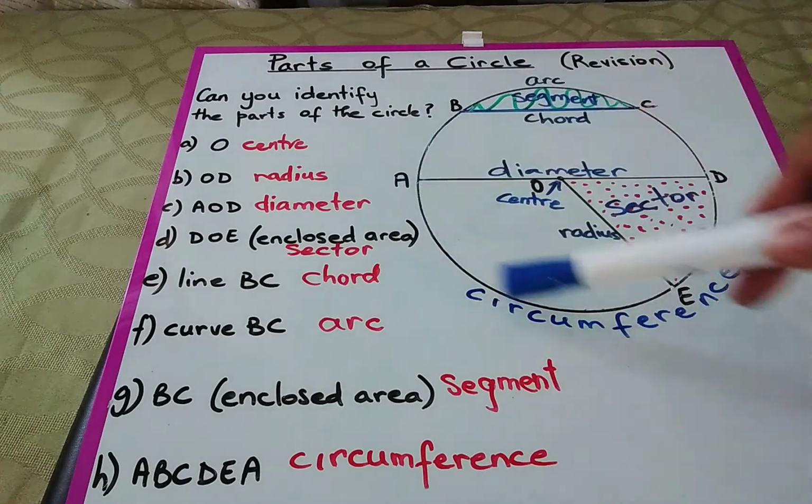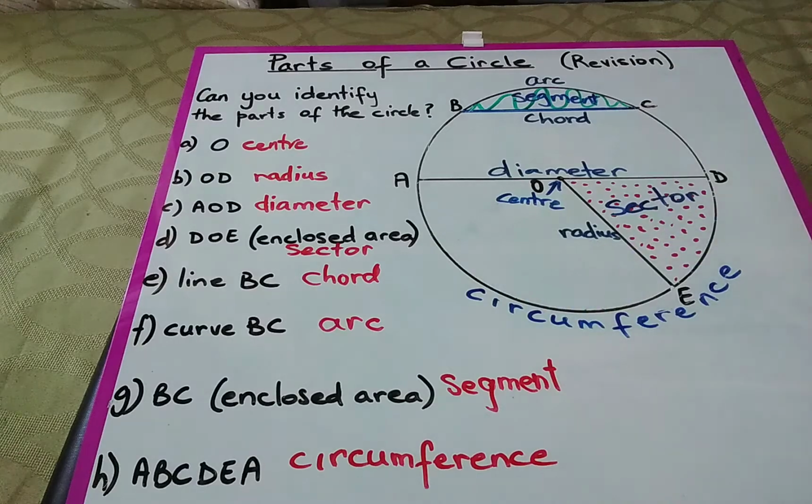The circumference is the total distance around the circle. This enclosed area is what we call the sector. Okay, we need to remember all of this, the parts of a circle, when we are doing circle theorems.